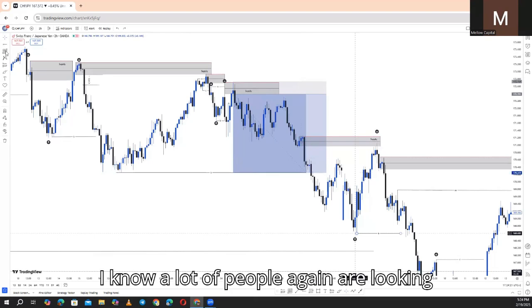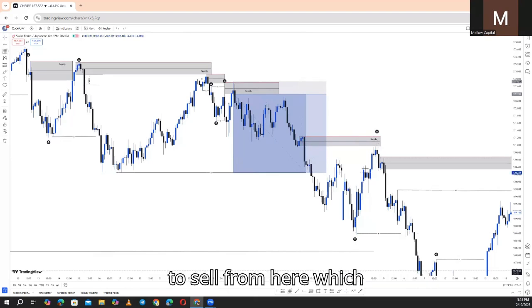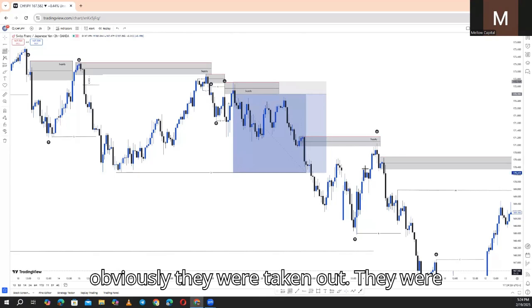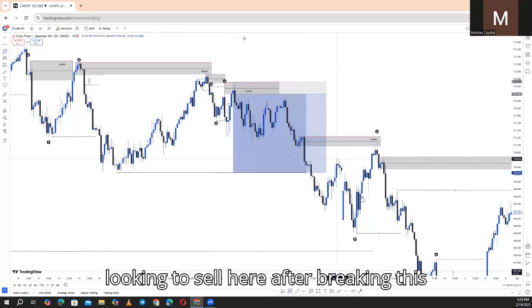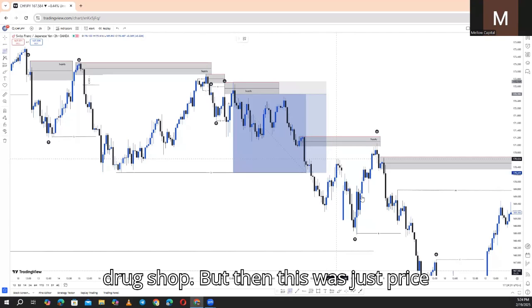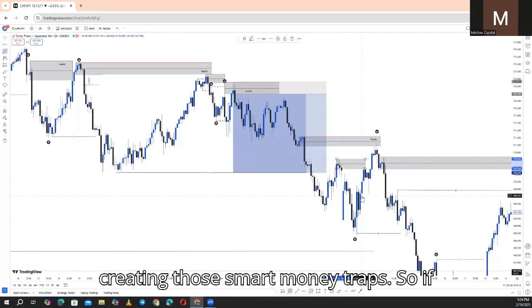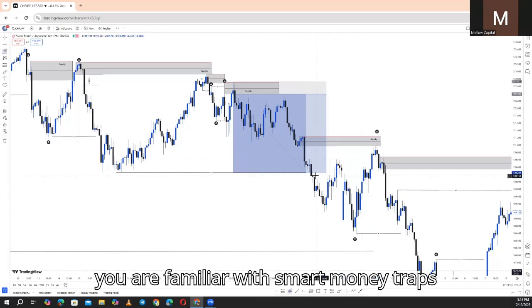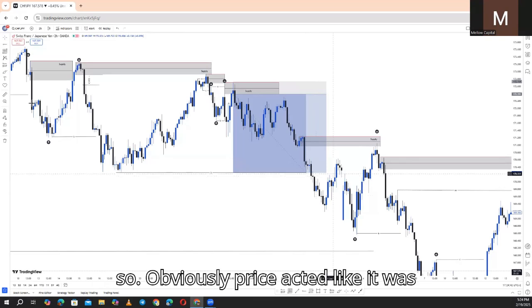So I know a lot of people again were looking to sell from here, which obviously they were taken out. They were looking to sell here after breaking this structure, but then this was just price creating those smart money traps. So if you are familiar with smart money traps, you wouldn't have a problem with that. So obviously, price acted like it was reacting.